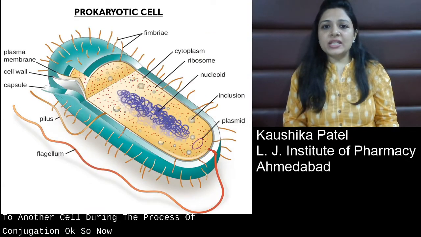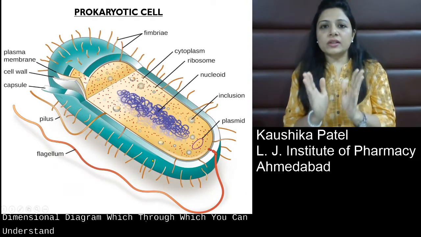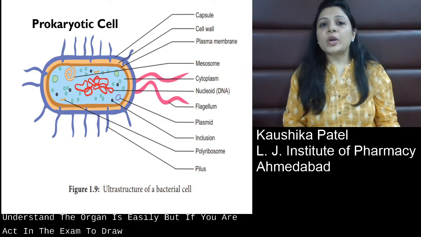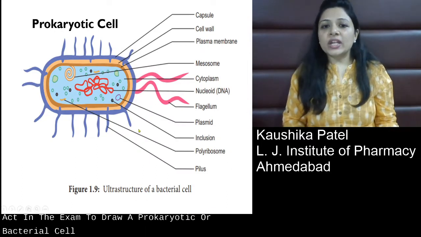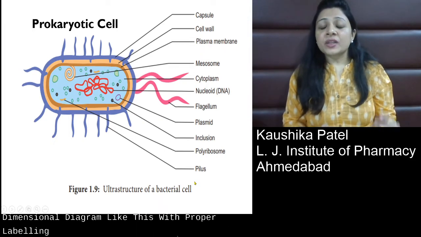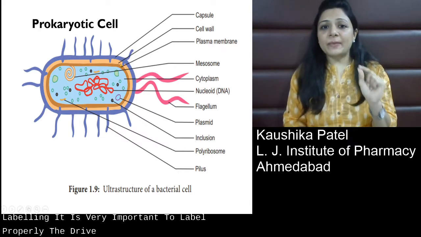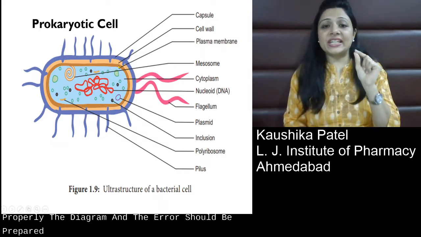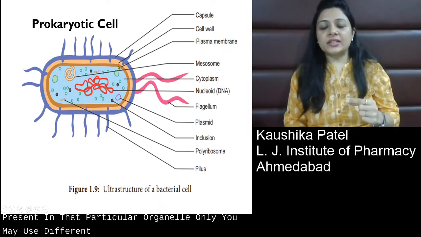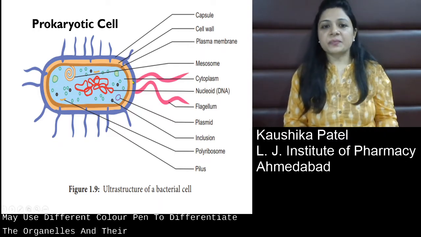Okay, so now this is a three-dimensional diagram through which you can understand the organelles easily. But if you are asked in the exam to draw a prokaryotic or bacterial cell, then you can draw a simple two-dimensional diagram like this with proper labeling. It is very important to label the diagram properly, and the arrow should be present on that particular organelle only. You may use different colored pens to differentiate the organelles and the layers.